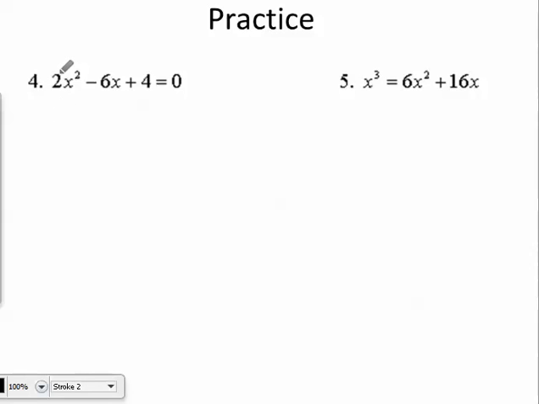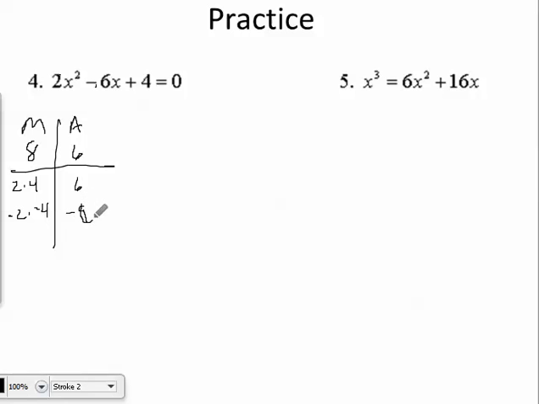Okay. I've got a 2 here. So when I write my mama table in this situation, it's multiplying out to an 8, and it has to add to a 6, right? So that's 2 times 4. That adds to 6, right? But it has to add to negative 6. Oh, wait a second. That's going to be negative 2 times negative 4, and that'll add to a negative 6.